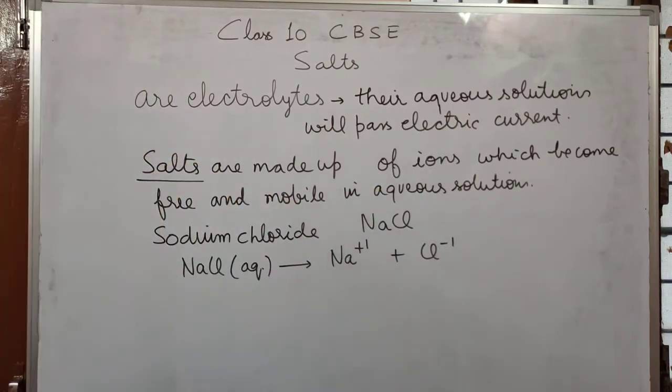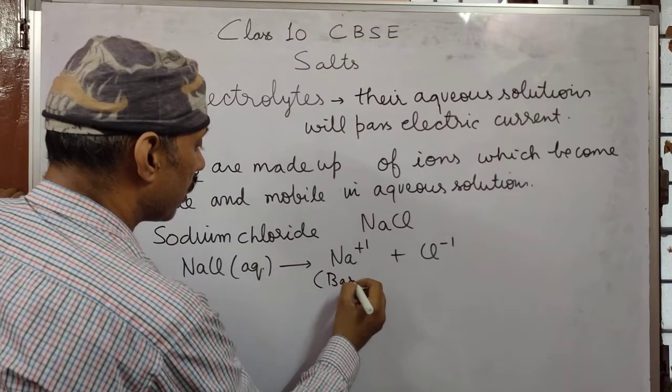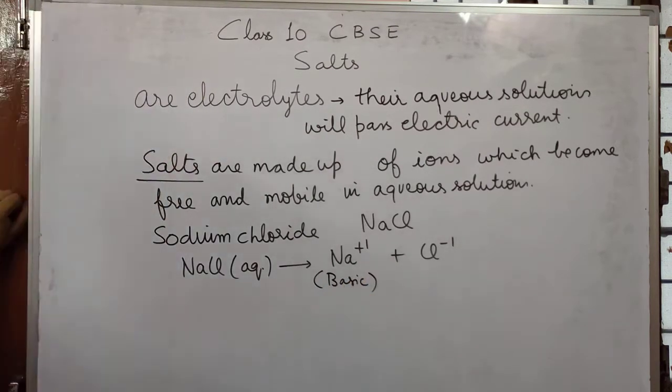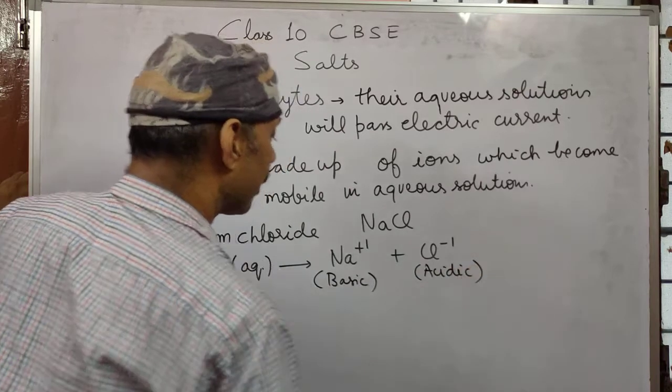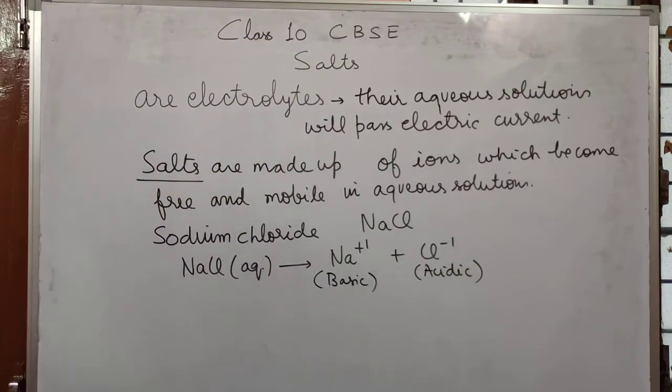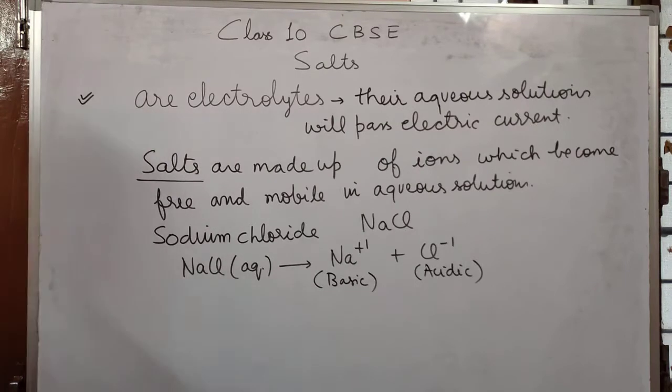Now if we understand these salts, this is known as the basic part, that is the basic radical, and this is known as the acidic part or the acidic radical. Copy this introductory part and then we move on and build upon our knowledge about the salts.